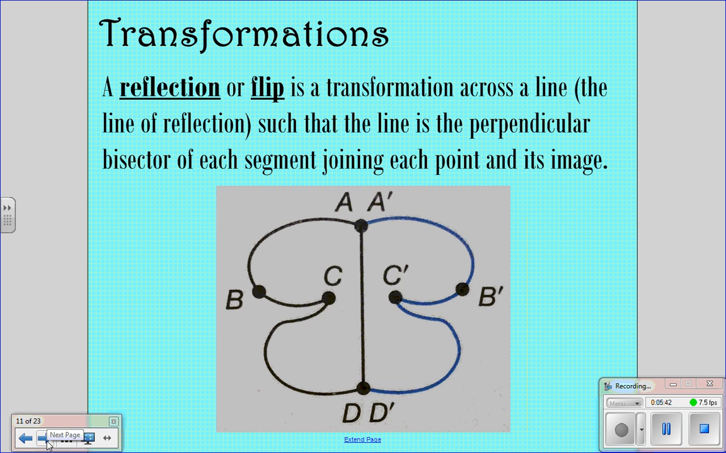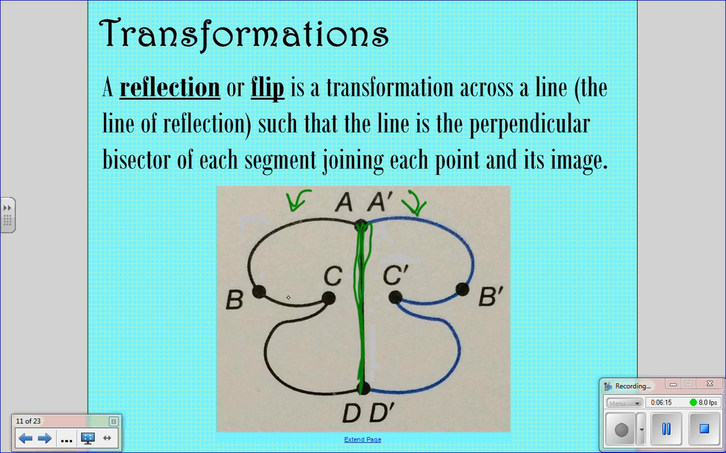A reflection or a flip is a transformation across a line, and it's called the line of reflection. And it's such that the line is the perpendicular bisector of each segment joining each point and its image. So if you look at the figure that they give us, this line here is the line of reflection. And if you notice, the figure on the left and the figure on the right are a reflection of each other. They were reflected across this line of reflection.